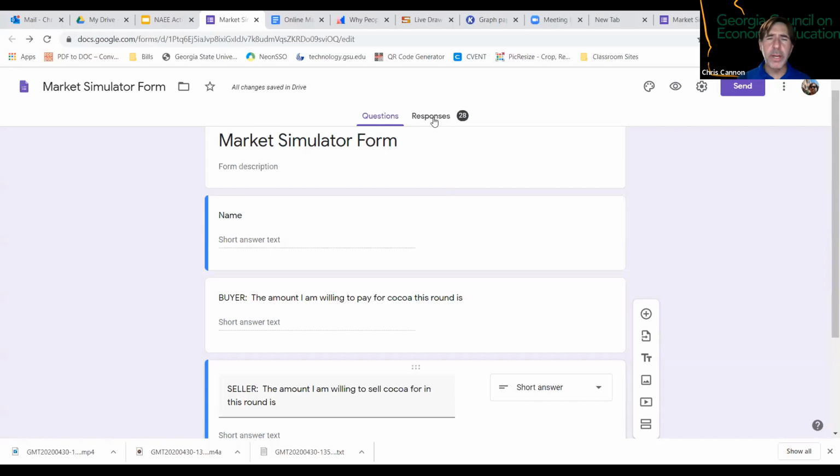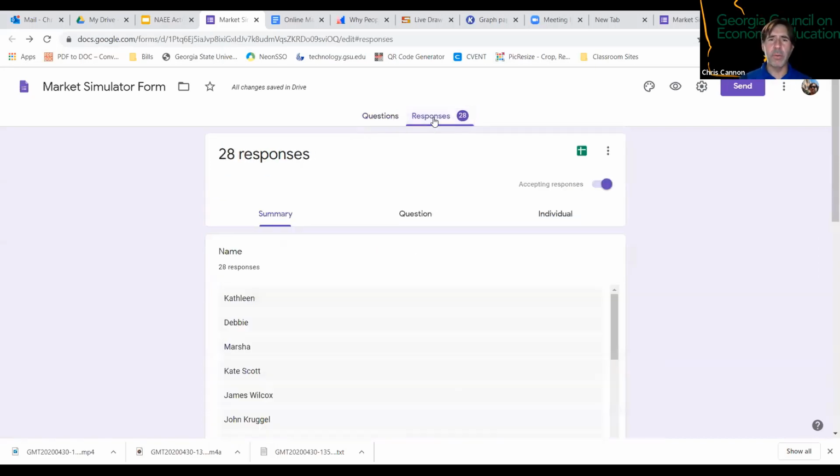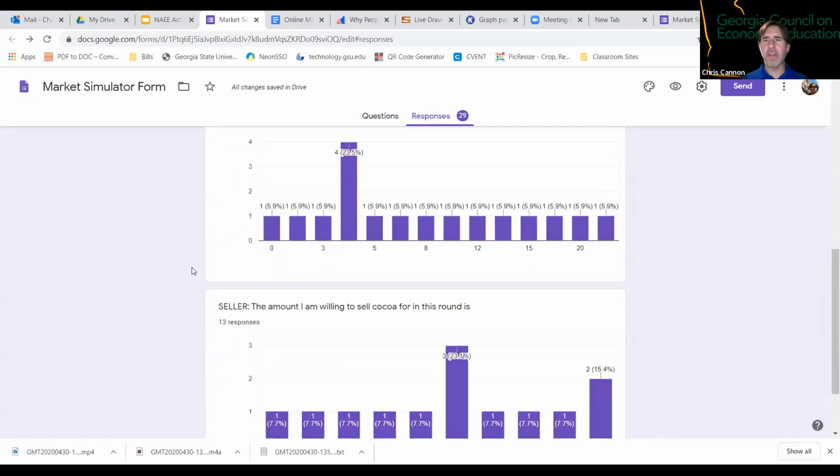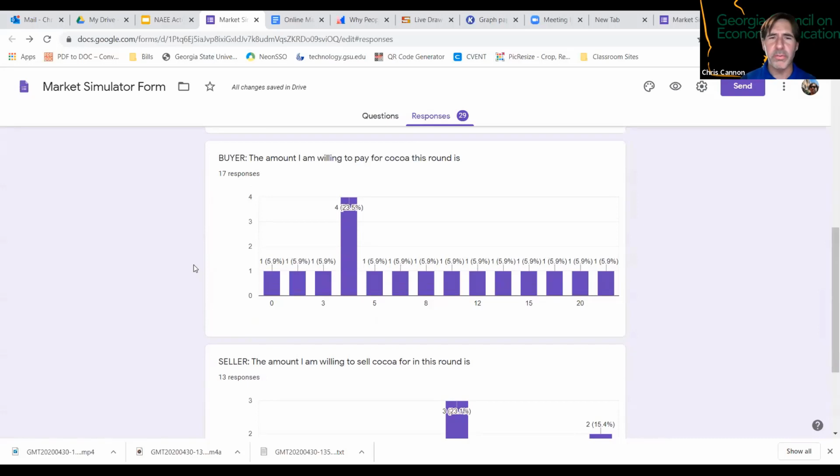All right, here we go. Ready? How are we going to know what just happened? So when I click responses, I get a list of everybody's name. But check this out. This is kind of a cool thing here. This distribution of prices shows you kind of where the room is. So buyers are ranging everywhere from 0, right? There's somebody in the room who wants free cocoa, up to $29. Wow, there's somebody in the room willing to pay $29 for cocoa.